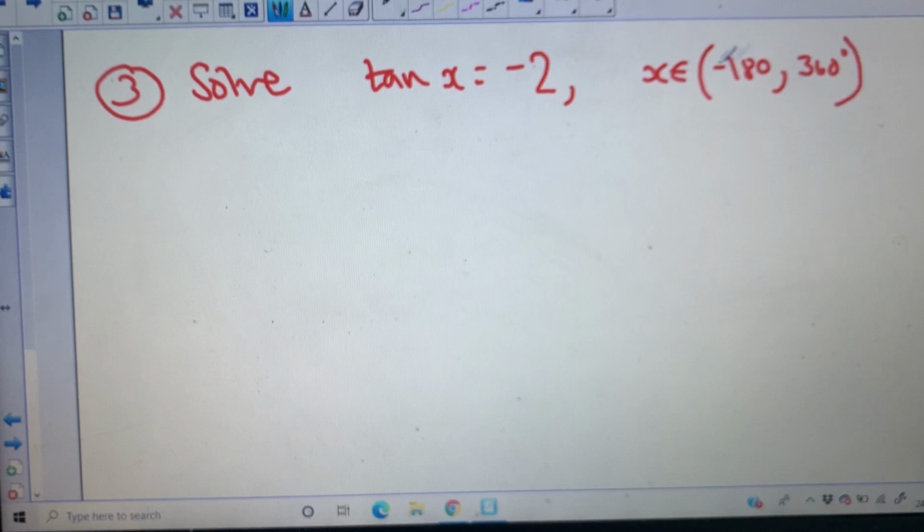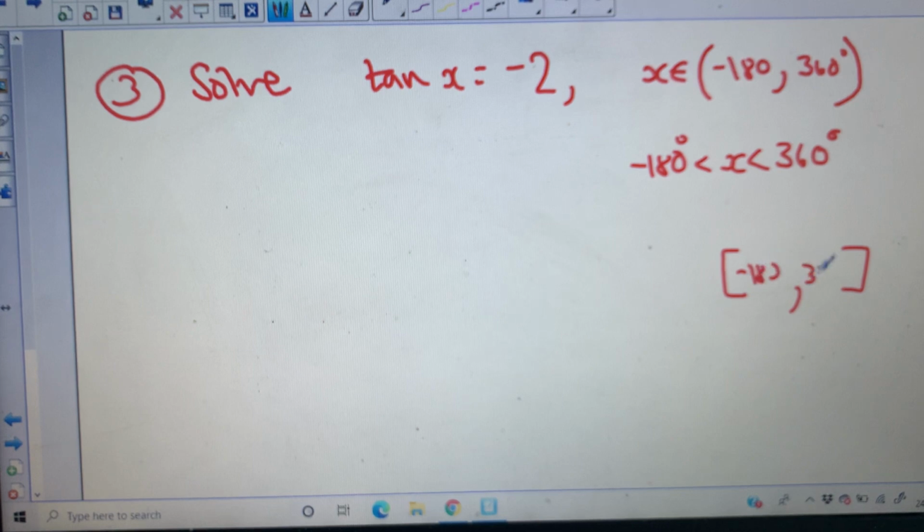If you remember from your work when you did your different notations, that actually means it lies between 360 and minus 180, but because those brackets are curved, it can't equal them. If I'd wanted them to be equal to 360 or 180, I would have done square brackets like that, if you remember from your interval notation, but I haven't done those square brackets. So let's have a look.